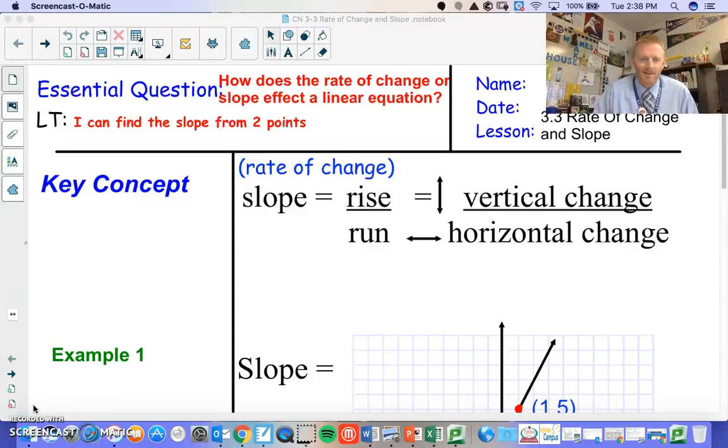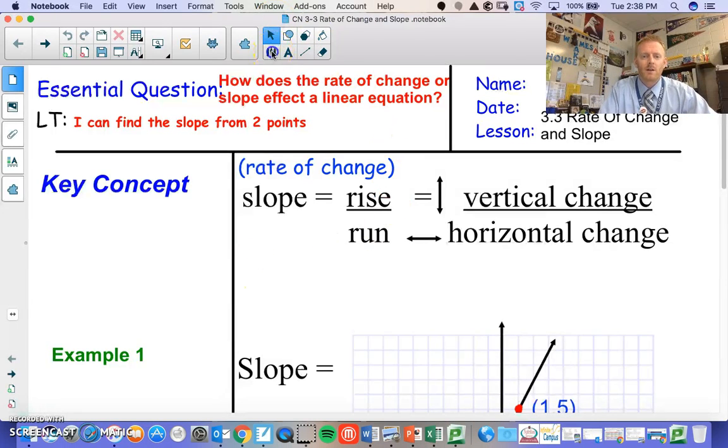We are talking about Lesson 3.3. Lesson 3.3 is on the rate of change in slope. This will be somewhat of a review from last year's information. So let's get it cracking.